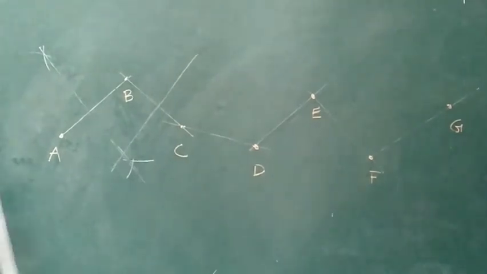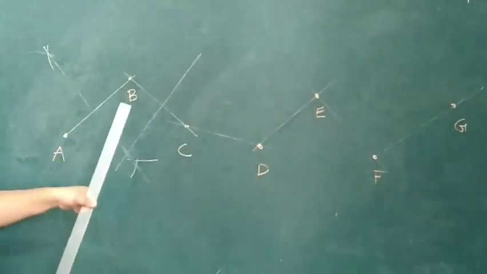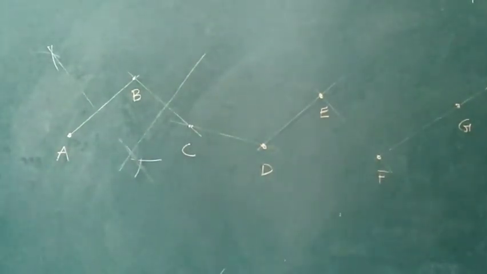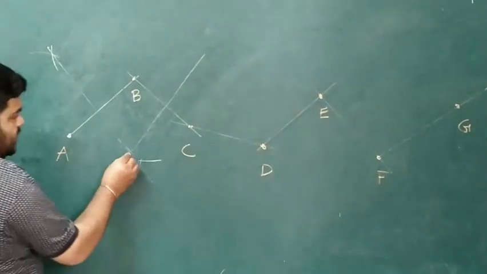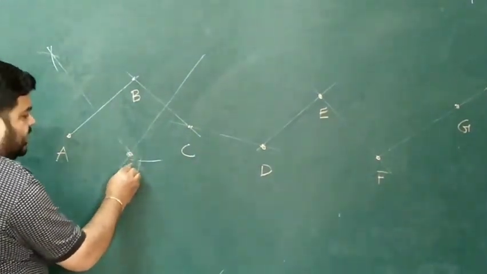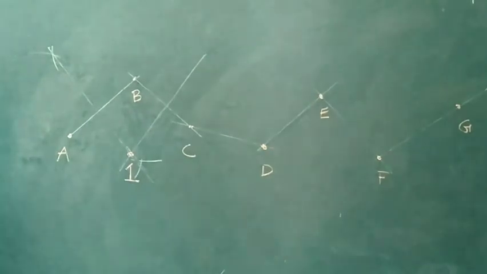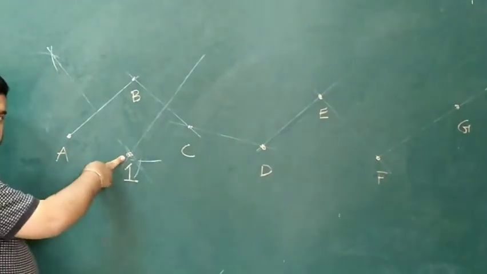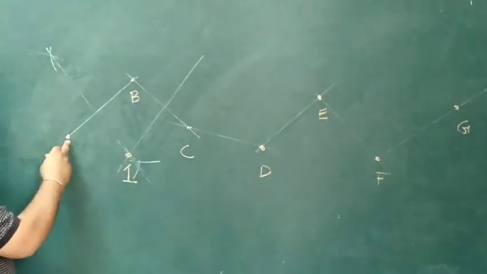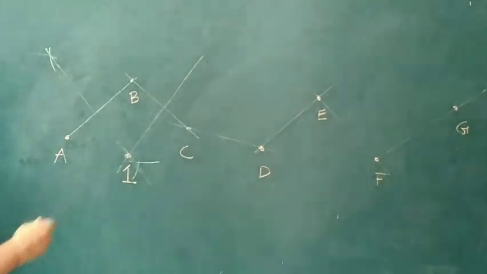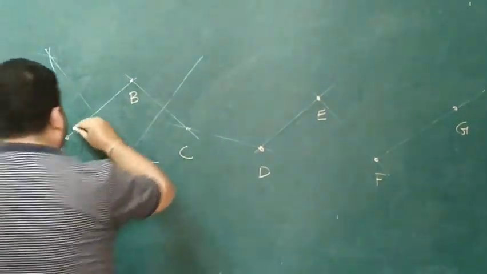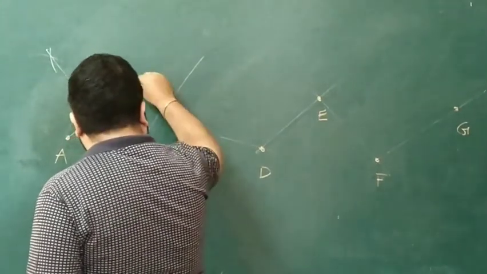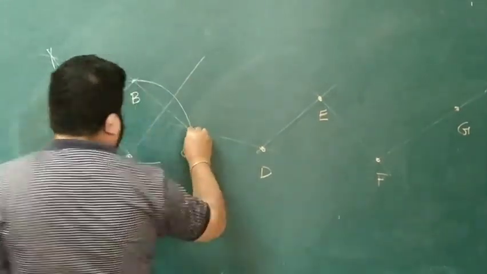Now, wherever the perpendicular bisector of AB intersects with the perpendicular bisector of BC, we will mark that point. Let us mark this point and name it as 1. Now taking a compass, taking center as 1 and radius 1A, you draw an arc which passes through B and it will pass through C.